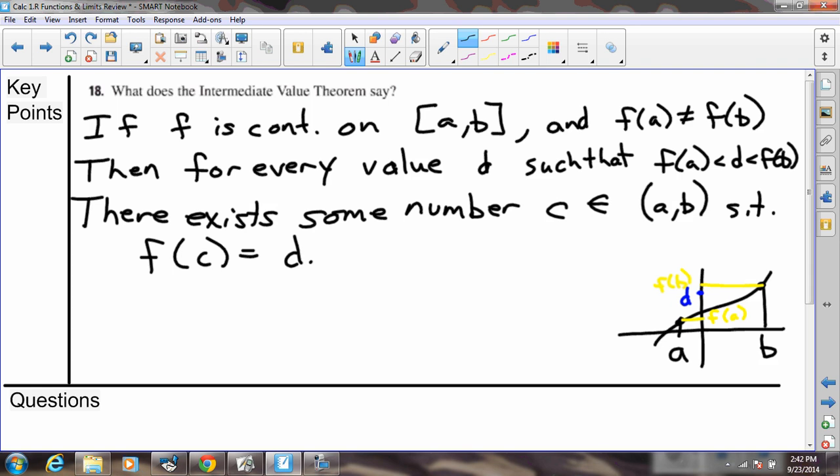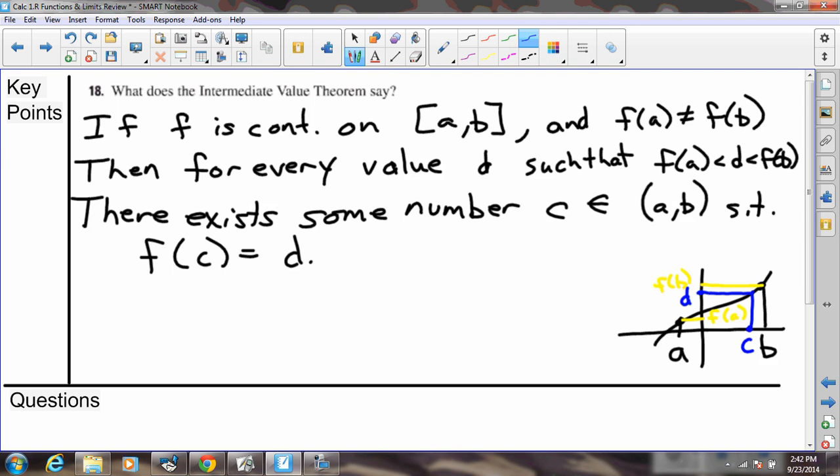Graphically, this is very, very straightforward to see. The d value that we had picked on the y-axis, if we come over to the function, we'd be able to drop straight down, and there will exist a number c that will give us the d value height that we want.